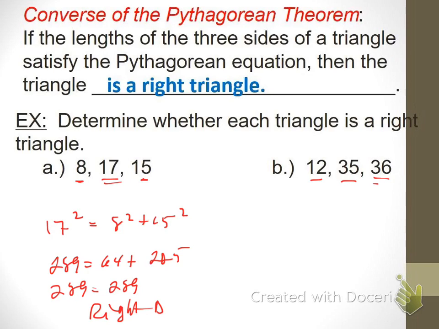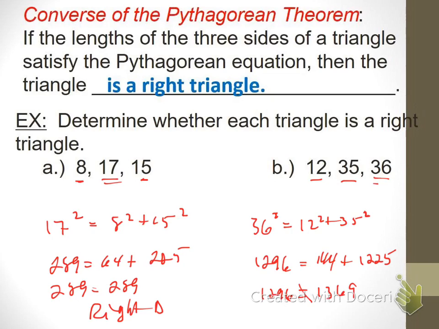The other guy, 36, would have to be your hypotenuse. So this is how you'd have to check. So you get 1296. Add the 144 and the 1225, and you get 1369. So no, not a right triangle.